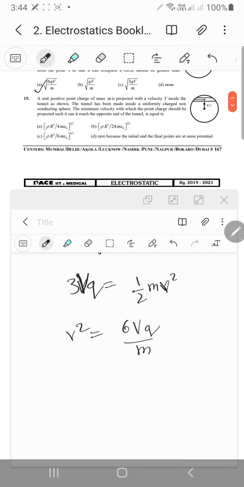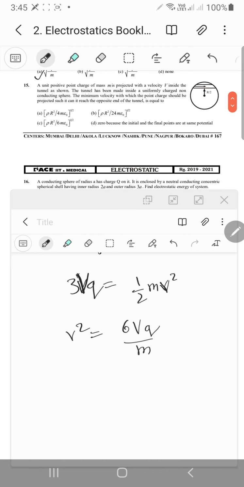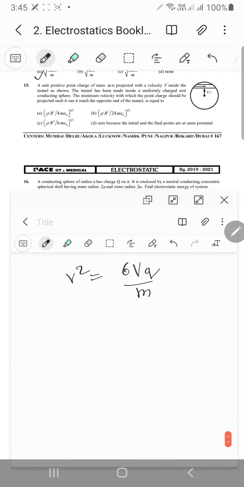Next, a unit positive point charge of mass m is projected with a velocity v inside the tunnel as shown. Cool. The tunnel has been made inside a uniformly charged non-conducting sphere. Nice. The minimum velocity with which the point charge should be projected such that it can reach the opposite side of the tunnel is equal to, wait, what? So okay, it's just going to get repulsed once again, right?